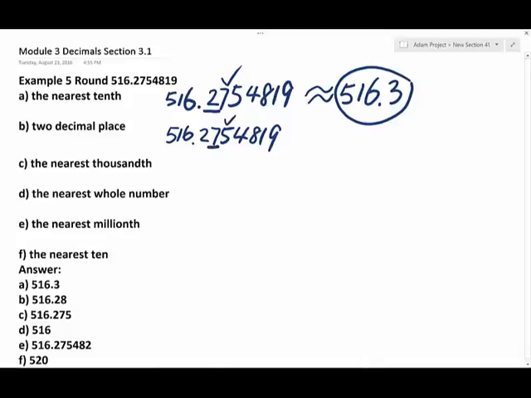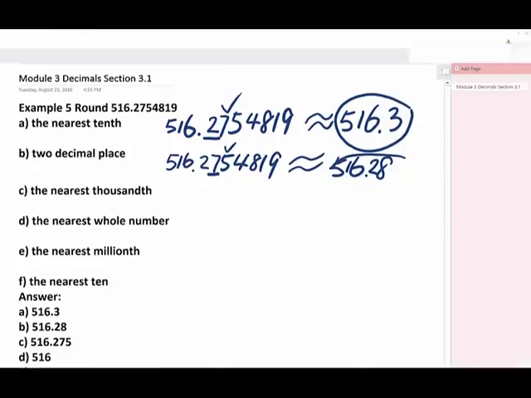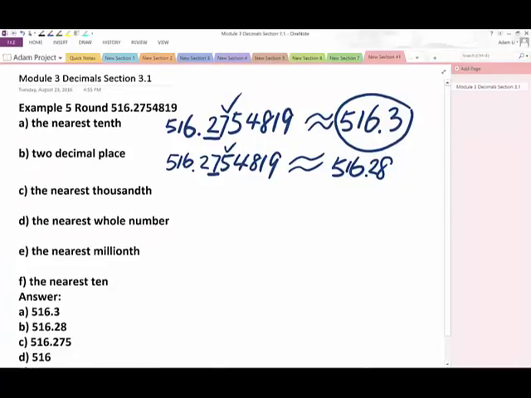So the critical digit now is 5. When the critical digit is 5 or larger, we add 1 to the underlying digit. So that will make 516.28. Right? So that's the answer for the second one.